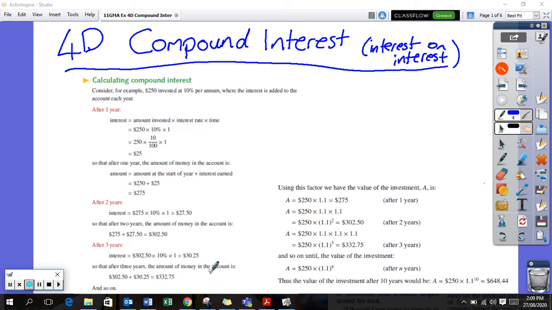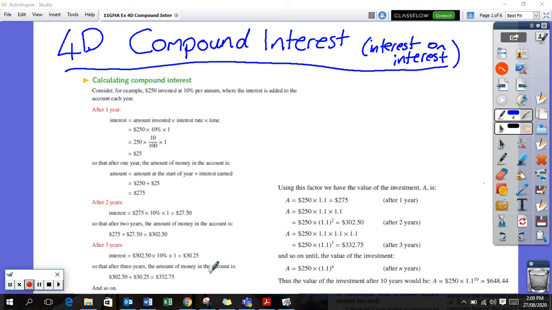So today we are looking at compound interest. All interest is based on simple interest. All interest is based on that. But what happens at the end of a term is important.